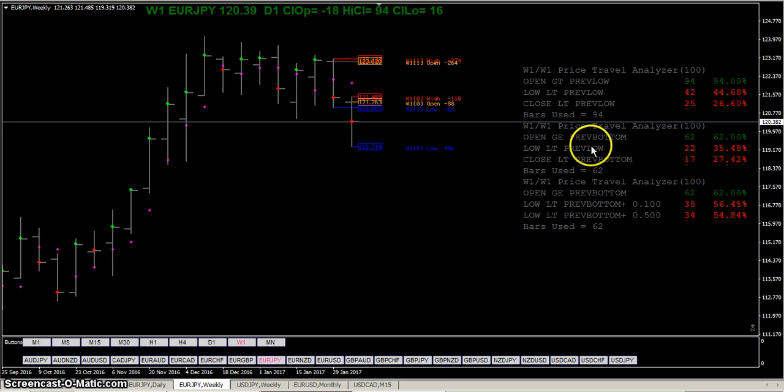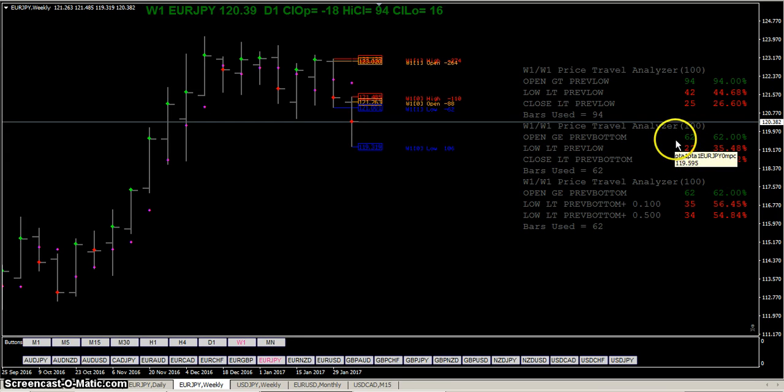Okay, so was the open greater than the bottom? Was the low, did it go below the previous low? And did it close below the bottom? So in this case, if you went short at the bottom, it would have closed below the bottom this many times, 17.